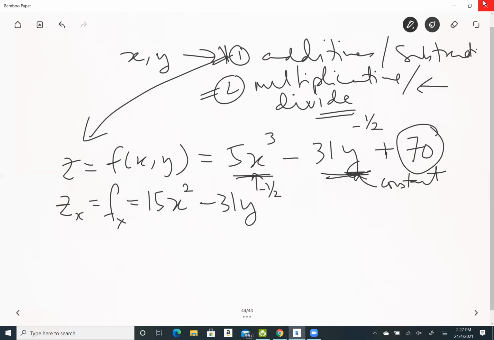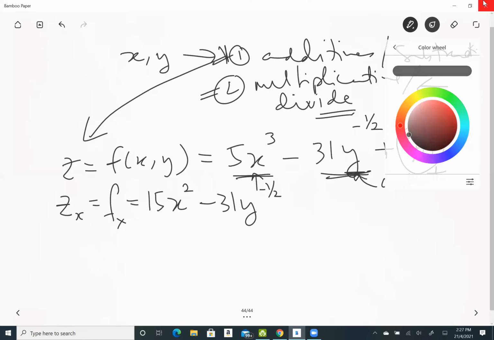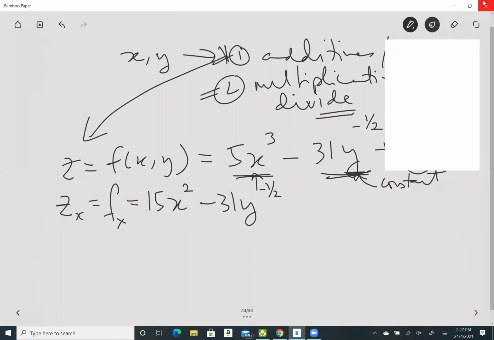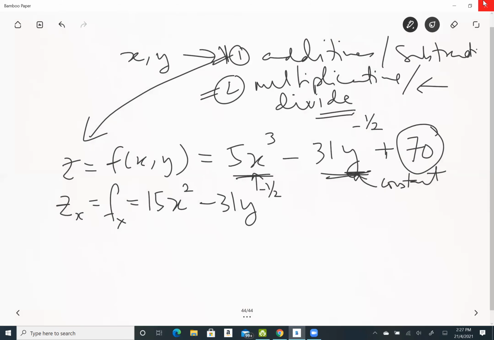Okay, anybody have another answer? Anybody? That y is a constant, okay? Is it 0? So another one is 0, okay? Now, which one is true? Which one is right? Is it 31y to the power of negative half, or is it 0? Because y to the power of negative half is a constant.